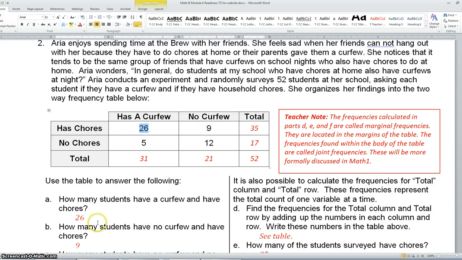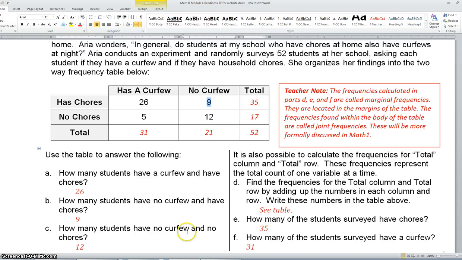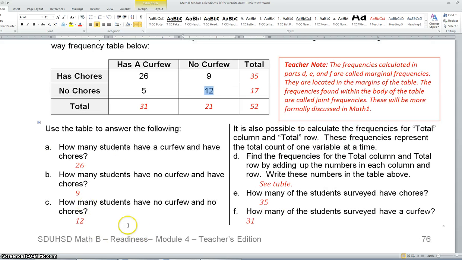Have no curfew and chores, that's 9. That's where that comes from. Okay, next question, part C. How many students have no curfew and no chores? No. The no-nos are 12. You get the pretty easy, just looking at the table.